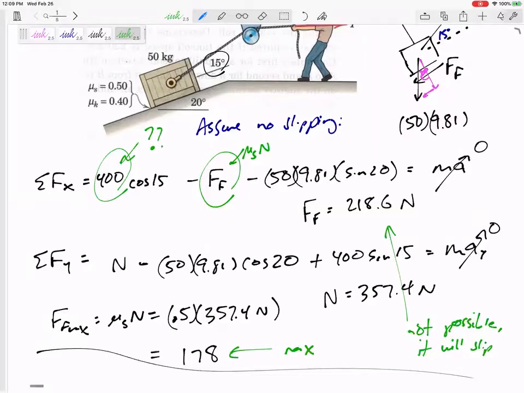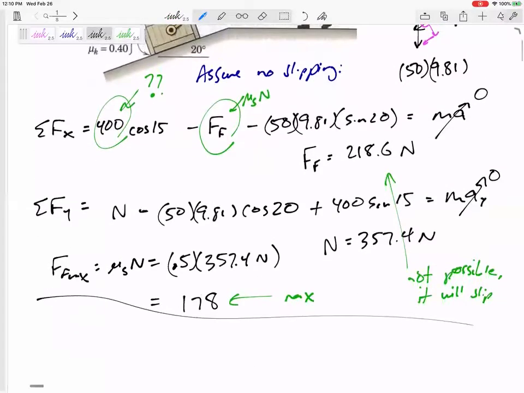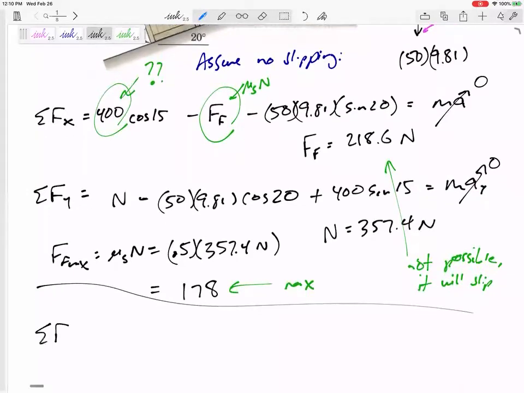I like to do mine, and especially mine is helpful because the next step, once it's moving, I don't have to redo everything. All right, I do have to kind of redo a few of these. Don't have to redo everything. All right, now that I know it is slipping, let me sum my forces in the x direction. Let me sum my forces in the y direction.